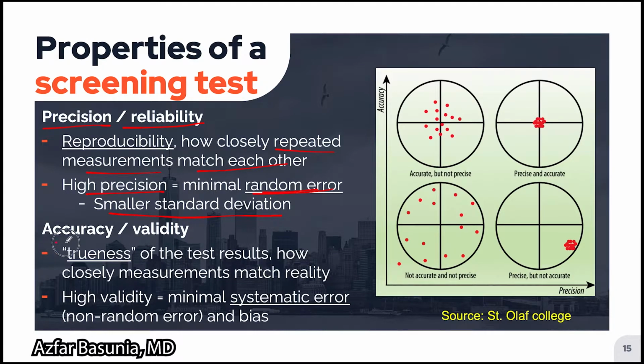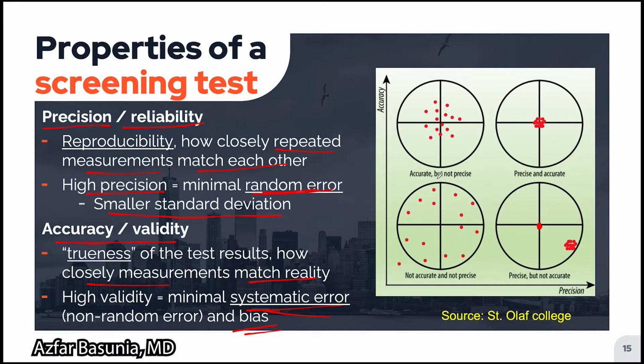On the other hand, the accuracy or validity refers to the trueness of the test results, that is, how closely the test results match the reality. Thus, a test with high validity will have minimal systematic or non-random error or bias, and this is very important to know. Oftentimes, precision and accuracy are explained in graphs like this. Let's say the true value lies in the middle of the crosshairs here. If the test measurements approximate the true value, they can be deemed accurate. And if the test measurements lie close to each other, they can be deemed precise.